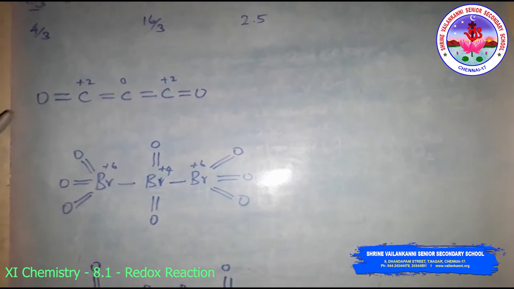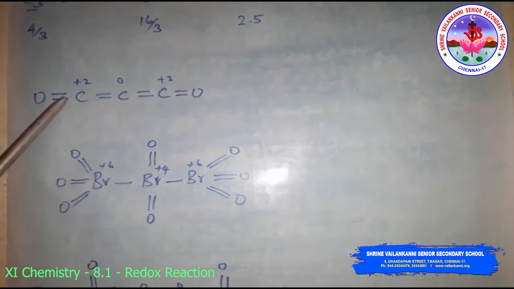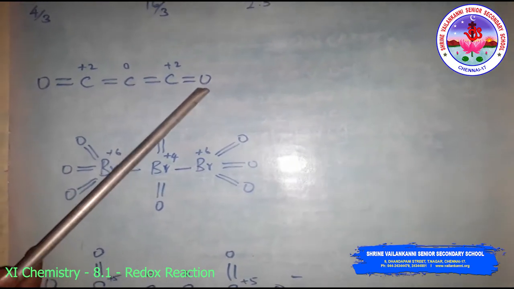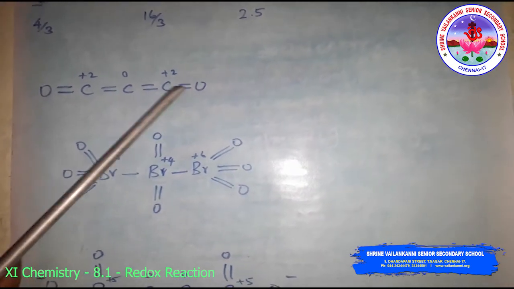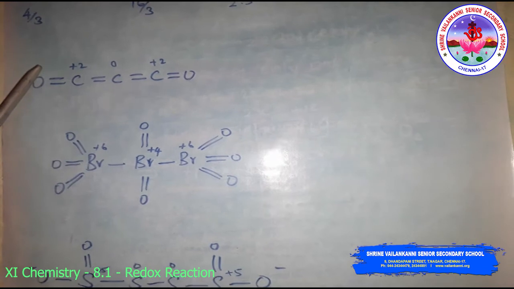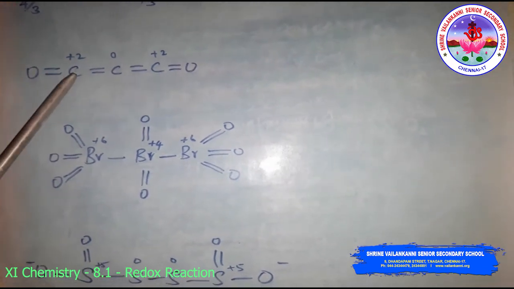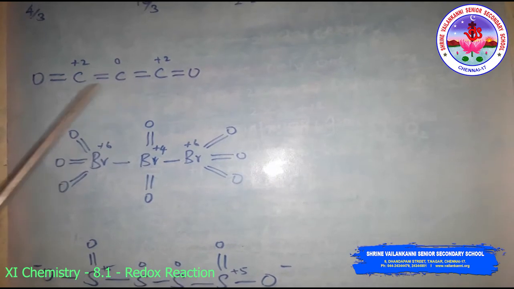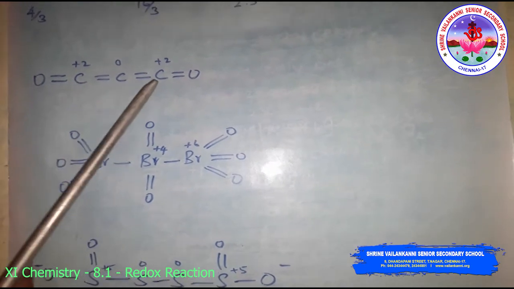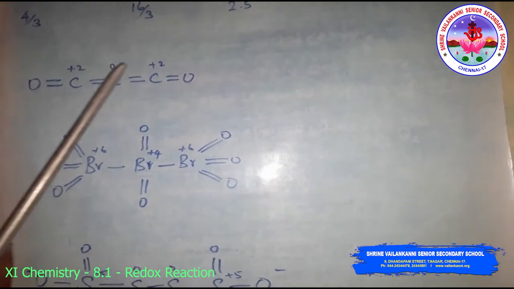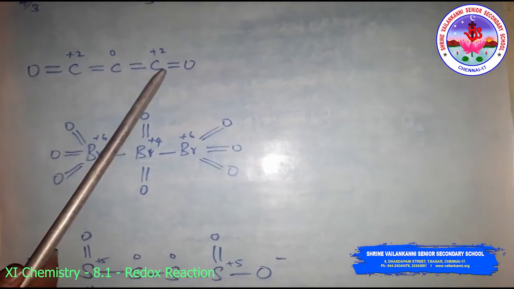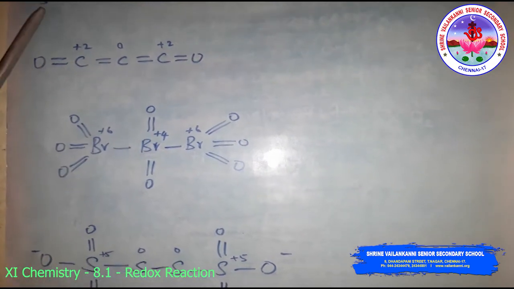See, look at this, the structure of the carbon suboxide. So in the carbon suboxide here, this carbon is plus 2, this carbon is 0, this carbon is plus 2. How it is: see, this oxygen has minus 2, so this carbon must have plus 2. And here this carbon is connected with oxygen, which has minus 2, so it will be plus 2. This middle carbon is only connected with carbon, so here carbon has 0 oxidation. Now count all: plus 2 and plus 2 is plus 4, and 3 carbon atoms are there. That's why the carbon oxidation state is 4/3.